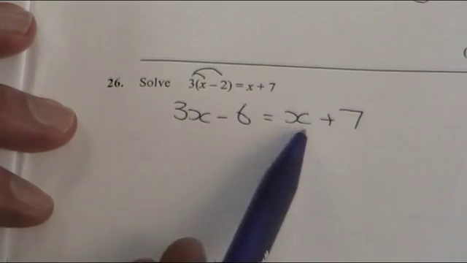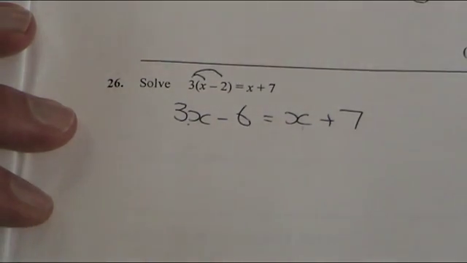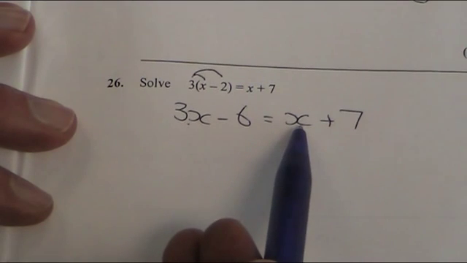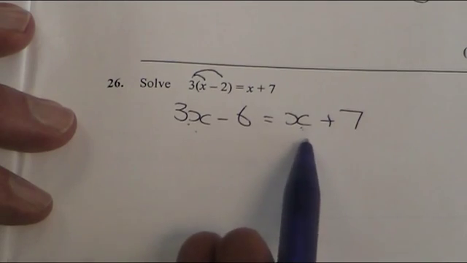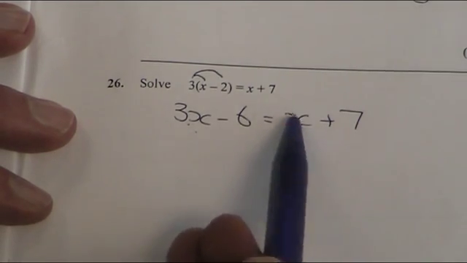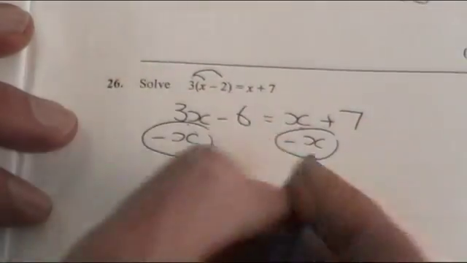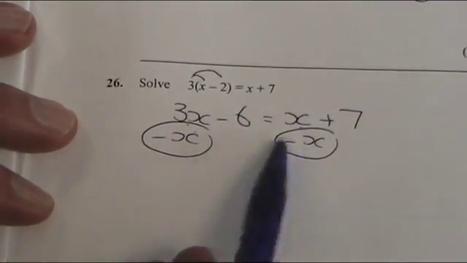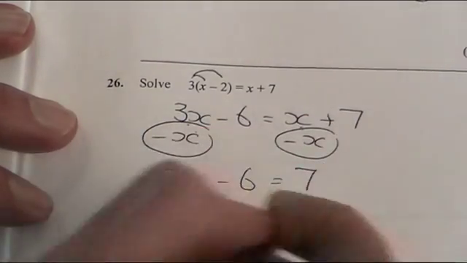Now we have a problem where there are x's on both sides and number terms on both sides also. I would always advise you to get rid of the x's onto one side first, and because this has the least amount, it makes sense to get rid of these. So I've got a positive x. If I minus an x from this side, I've got to do it to both sides because they're equal. They've got to stay balanced. So that's 2x minus 6 equals 7.